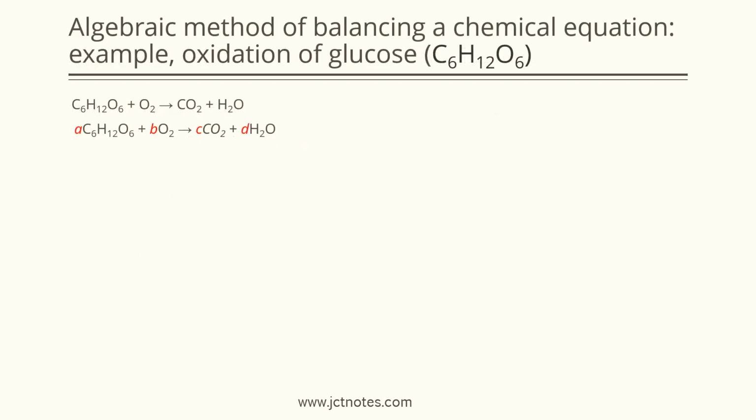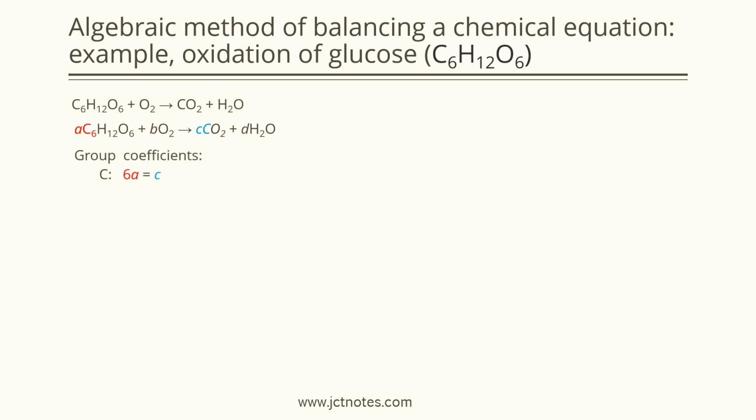We are going to solve the same equation that we did for the traditional method, to check that both methods can lead to the same answer. In the equation, we assign a letter to each coefficient. Say A for the glucose, B for the oxygen, and so on.